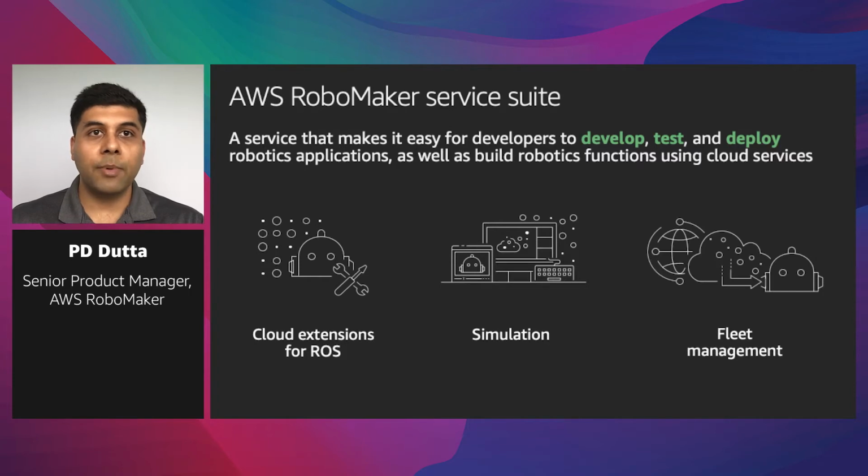So once you've developed the application, you can deploy this robot application onto the robot using RoboMaker's fleet management over the air, all with a few clicks in the console. Now, if you go to the RoboMaker console, you can easily get started with some of our sample programs, or we call it sample applications. It's just an easy way to check out how RoboMaker works.